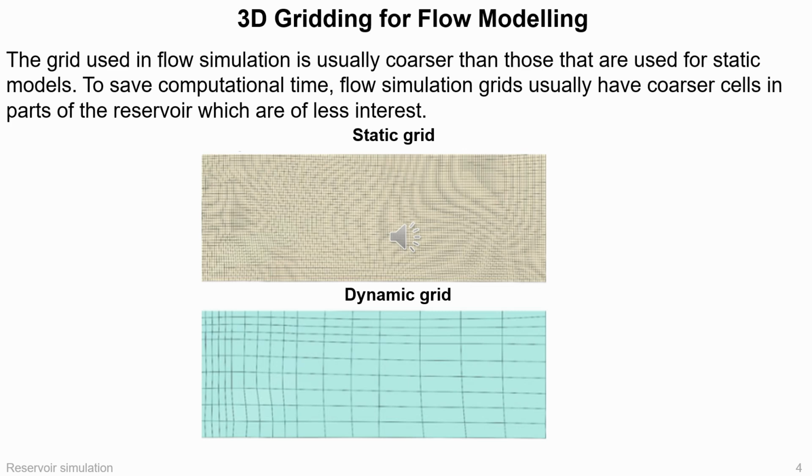So engineers often create a coarser dynamic grid, especially in areas of less interest, while preserving important features where detailed flow behavior matters. This is one of the most practical examples of model simplification in reservoir engineering. We keep what matters most for flow, and we simplify what matters less.